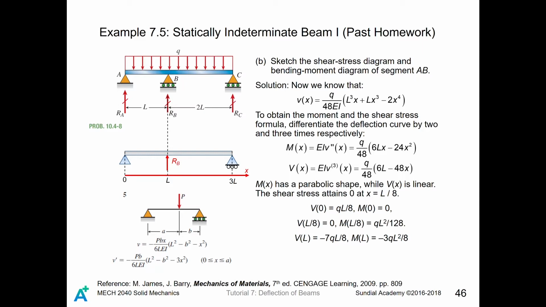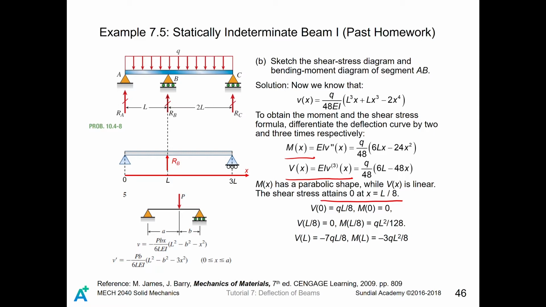So M(x) is of a parabolic shape, and we are going to determine its maximum and minimum. We have to determine where the shear force attains 0, at x equals L divided by 8, because we know that the shear force is the derivative of M with respect to x. So shear force equals 0 means that the moment attains a maximum or minimum. So at L divided by 8, we guess the moment will reach its maximum or minimum, so we have to have a look at it.